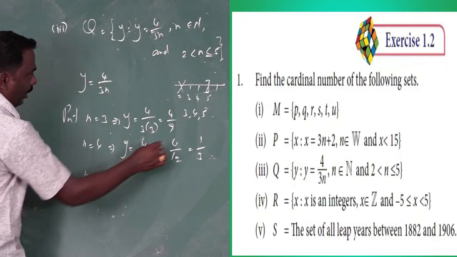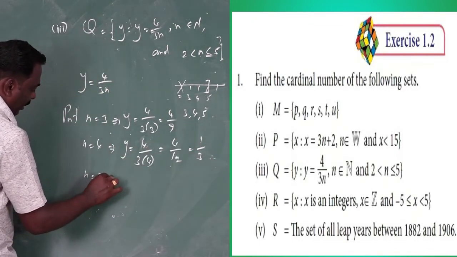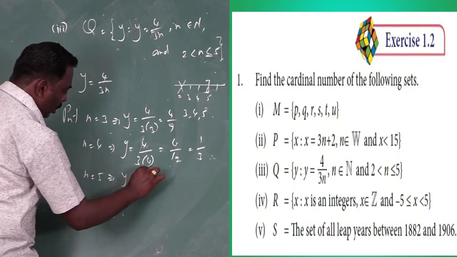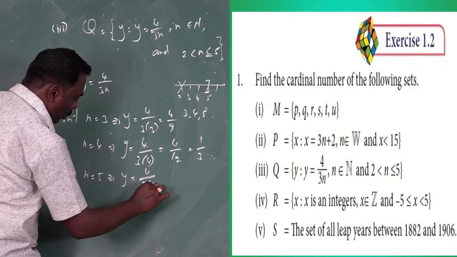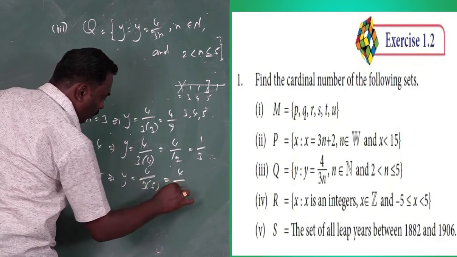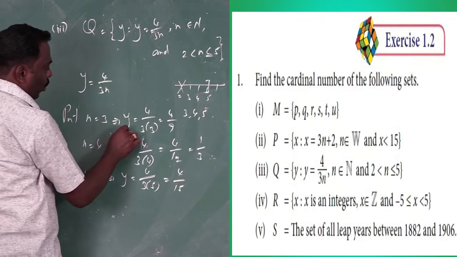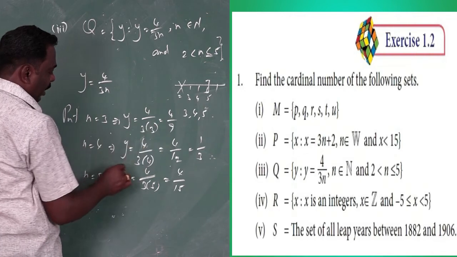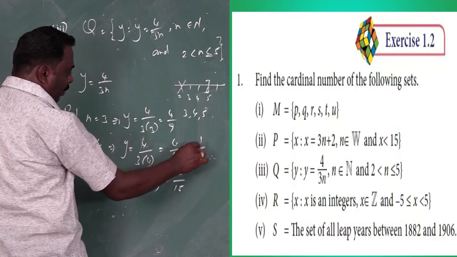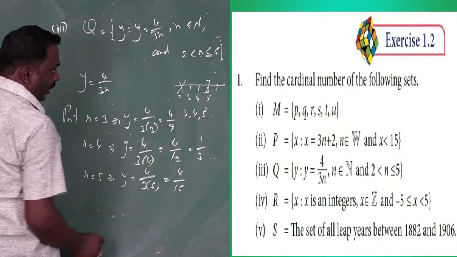Then put n value equal to the next one, 5. That implies y equal to 4 by 3 into 5, that is equal to 4 by 15. Therefore, what are the elements of y? One of the numbers is 4 by 9, another number is 1 by 3, and another number is 4 by 15.